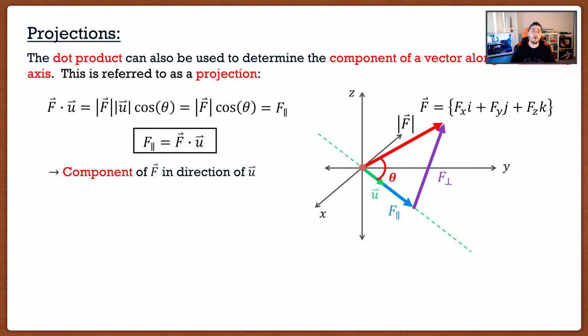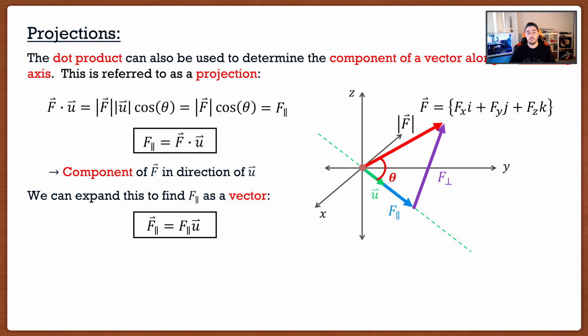Now, if the question wants the vector f parallel, that's simple, because remember, a vector is simply a magnitude multiplied by the direction. In this case, the magnitude, f parallel, we solved for it above, we know what that is. The direction, we know it's aligned with that unit vector, so we have that. Therefore, we can find f parallel as a vector fairly simply.